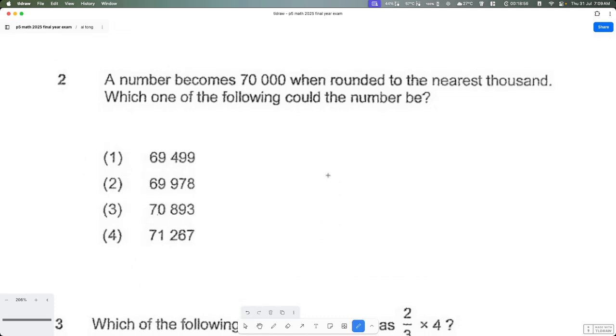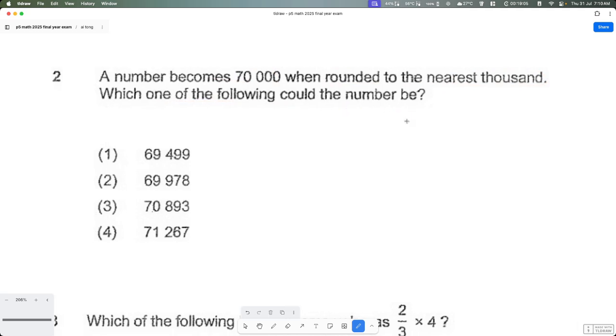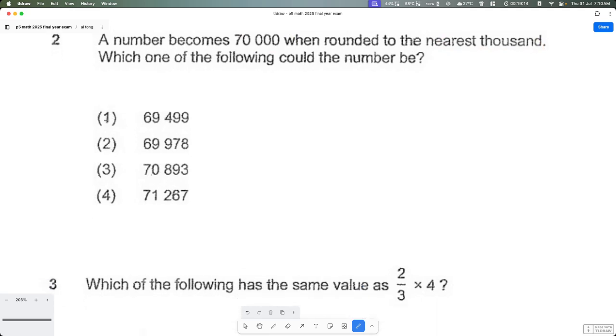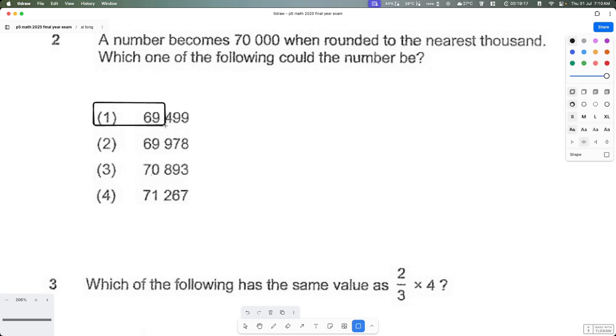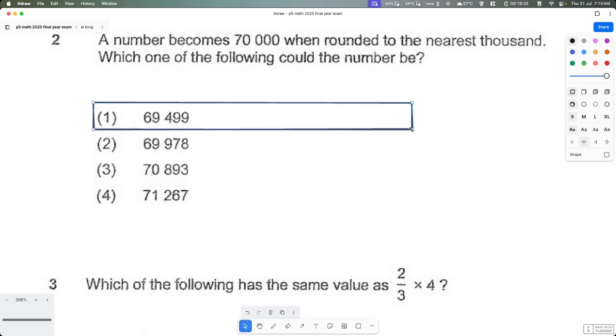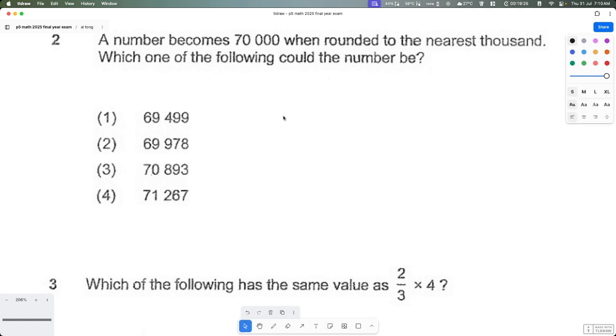Question number 2. A number becomes 70,000 when rounded to the nearest thousand. Which one of the following could the number be? Essentially, we have a number that becomes 70,000 when rounded to the nearest thousand. So let's look at each number. Over here, we have 69,499. We want to round it to the nearest thousand. So let me make this a little bit bigger. The nearest thousand is basically this number over here.